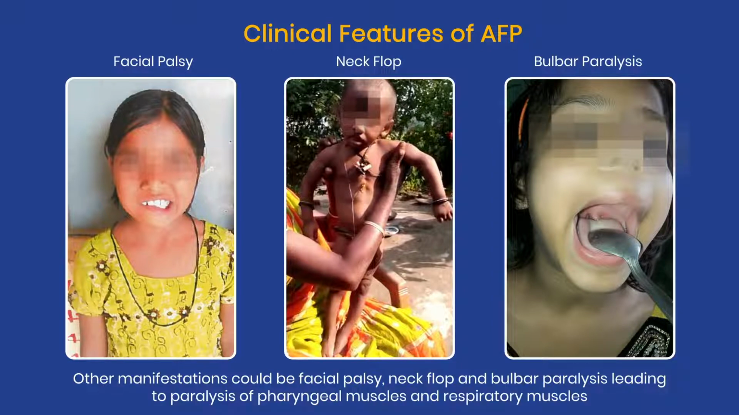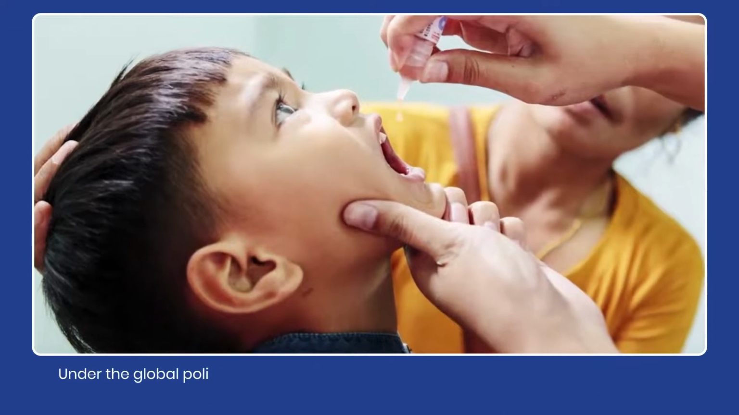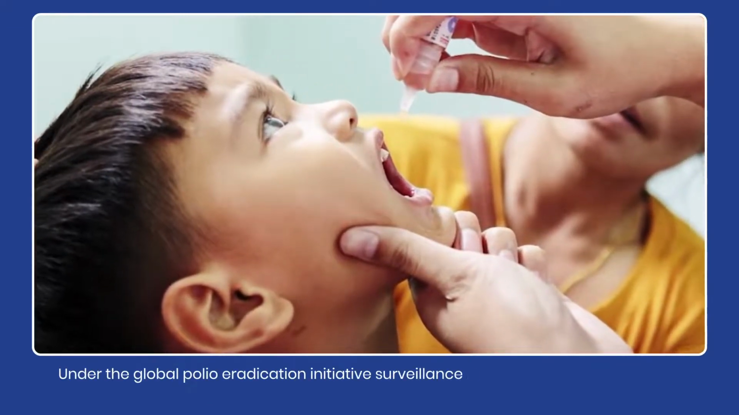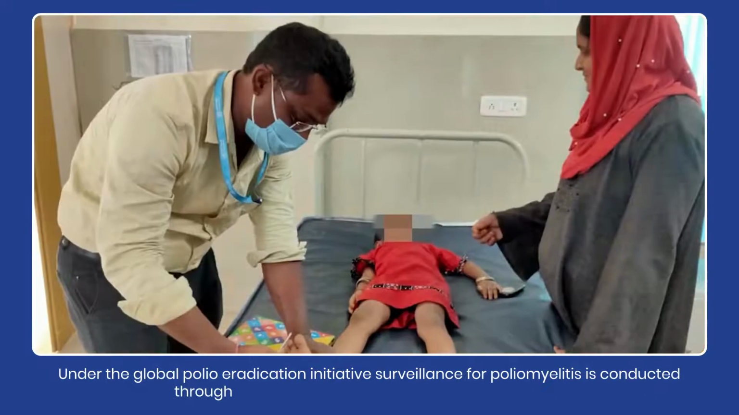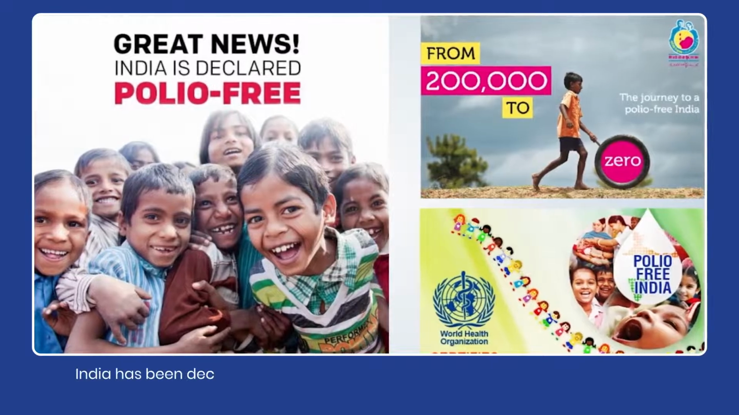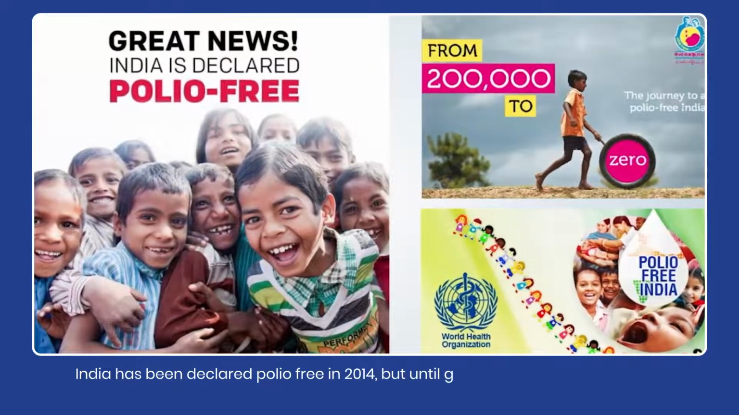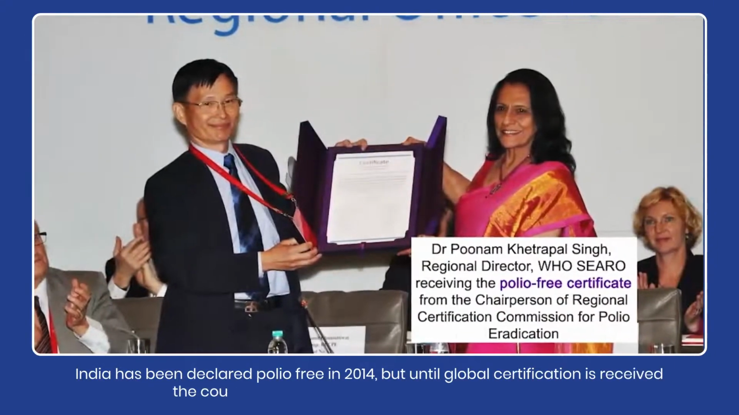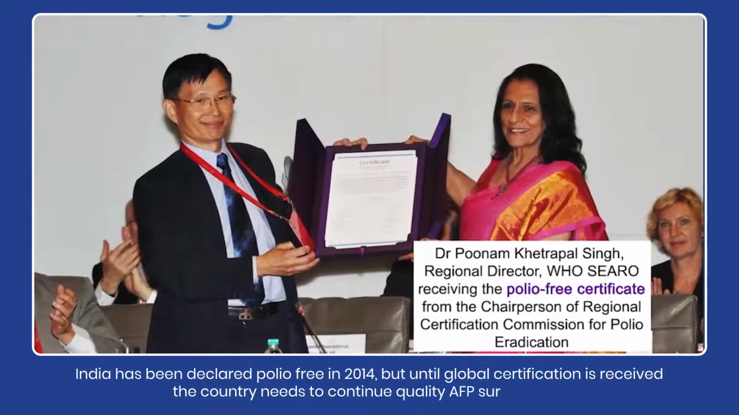muscles and respiratory muscles. Under the Global Polio Eradication Initiative, surveillance for poliomyelitis is conducted through investigation of acute flaccid paralysis cases. India has been declared polio-free in 2014. But until global certification is received, the country needs to continue quality AFP surveillance.